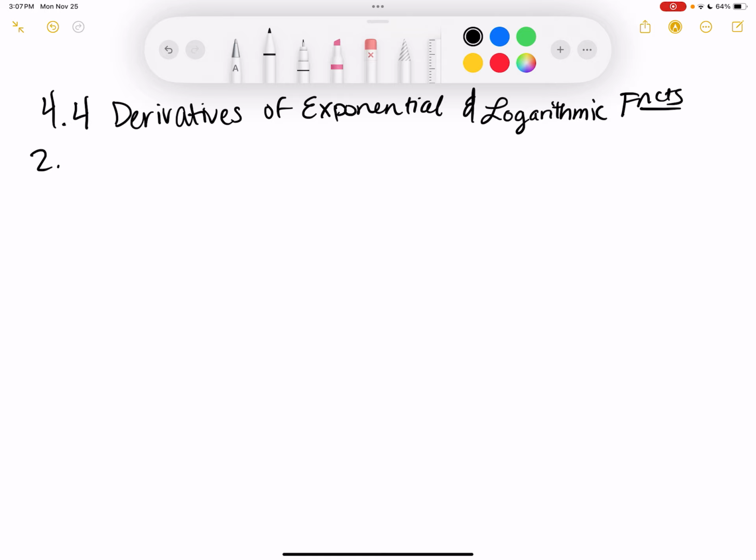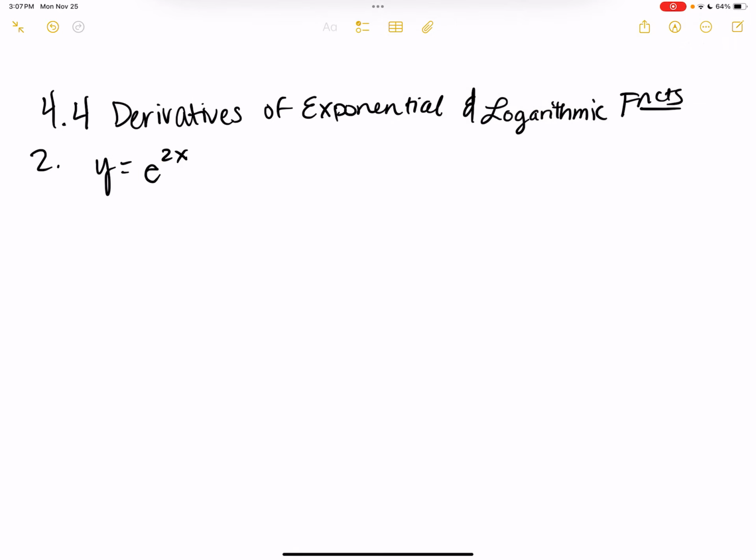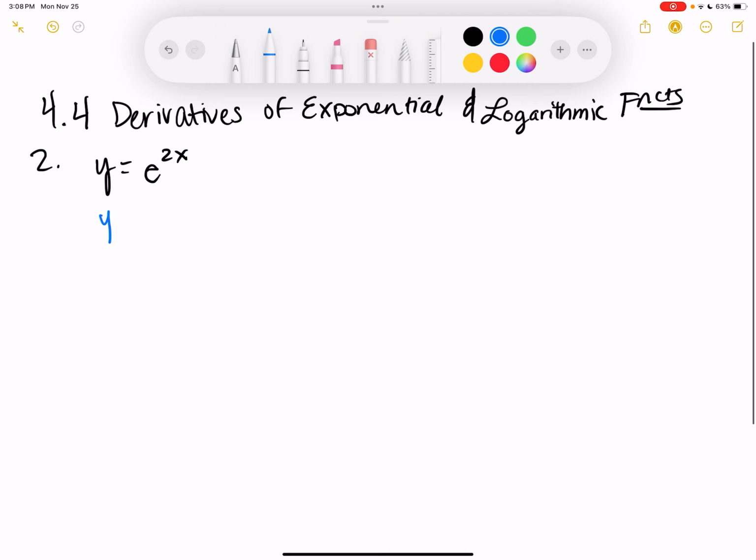So, number 2, these are just find dy dx. Y equals e to the 2x. All right, so no matter what e is raised to, the derivative of the first part is always e to the x, or like e to the 2x, whatever is in that exponent. So, y prime equals e to the 2x.